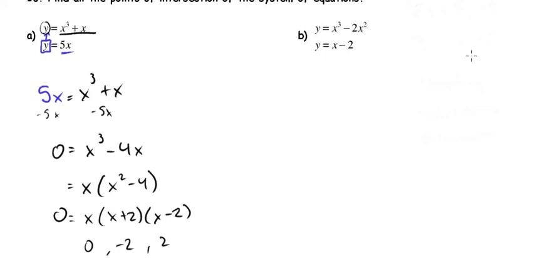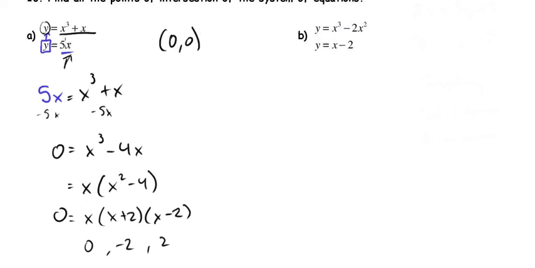Now, just like when you had systems of equations way back when, we've got to plug these values back in and actually get their y values as well. For 0, I'd plug it into the easier equation. You should get the exact same answer either way. 0 times 5 is 0. So my first point is 0, 0.